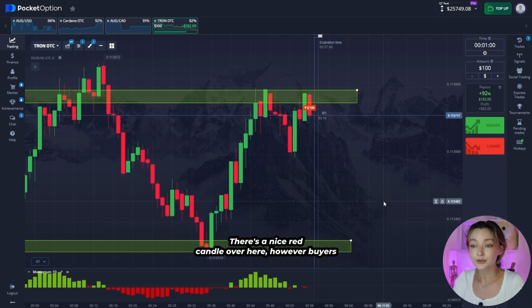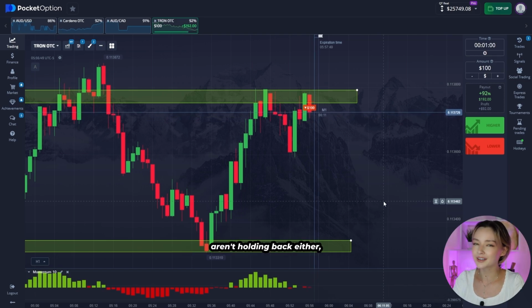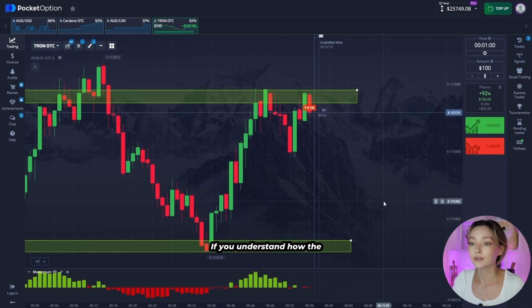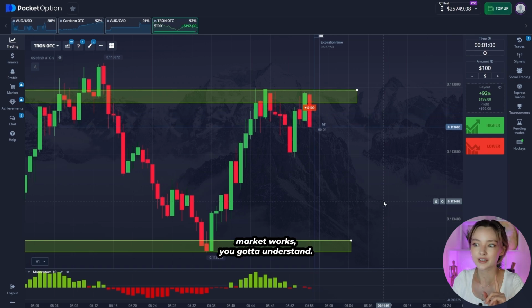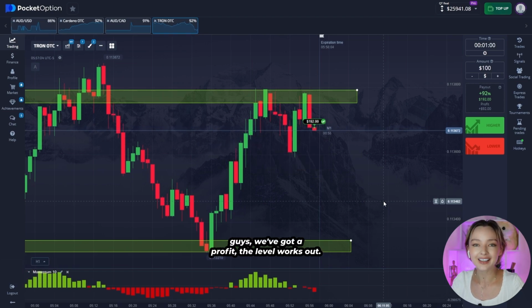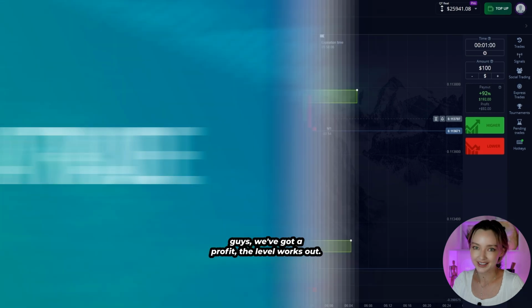There's a nice red candle over here. However, buyers aren't holding back either, trying to push the price higher. They keep on buying, guys. It's a significant battle of demand and supply. If you understand how the market works, you gotta understand. Wow, what a beautiful red candle. We've got a profit, guys. We've got a profit. The level worked out.